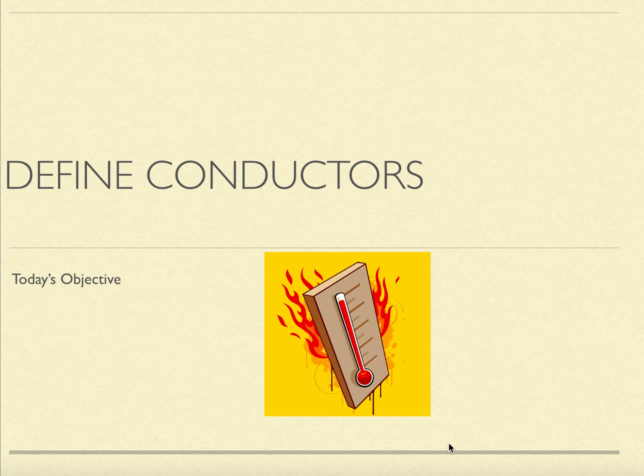Today's lesson, we are going to define what it is to be a conductor. So a conductor is a property or characteristic that a material or an object can have. Let's talk about some other properties or characteristics we've already learned.